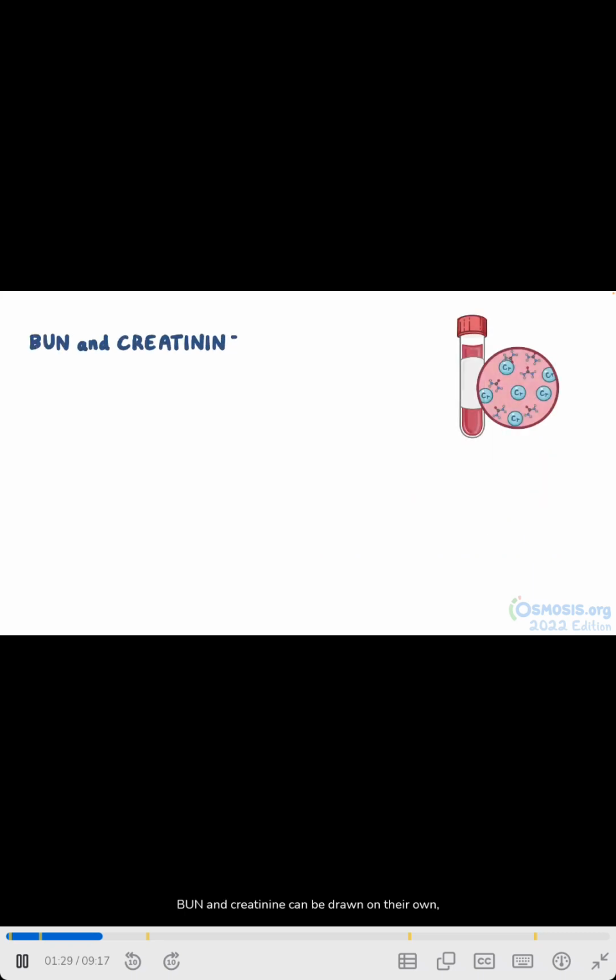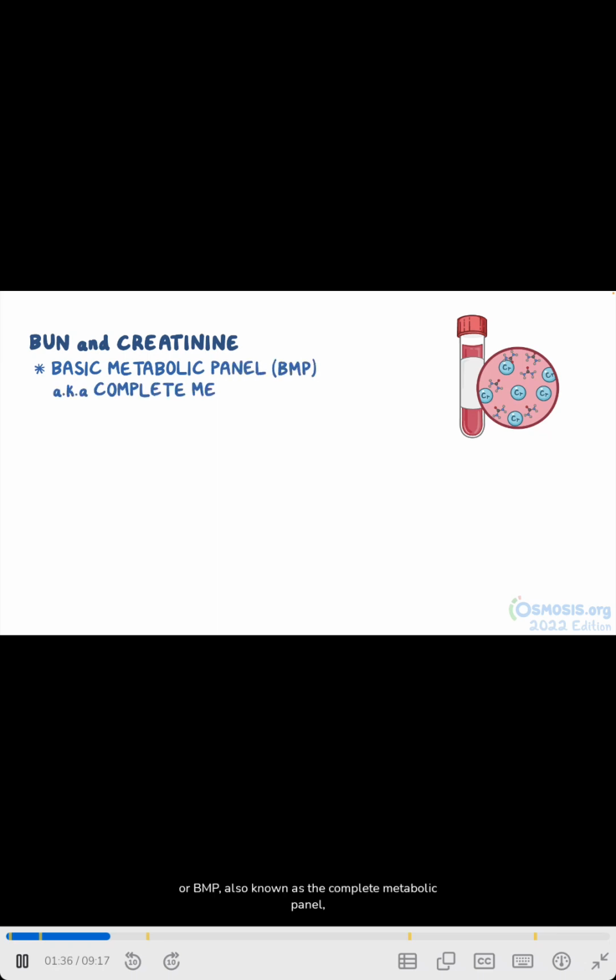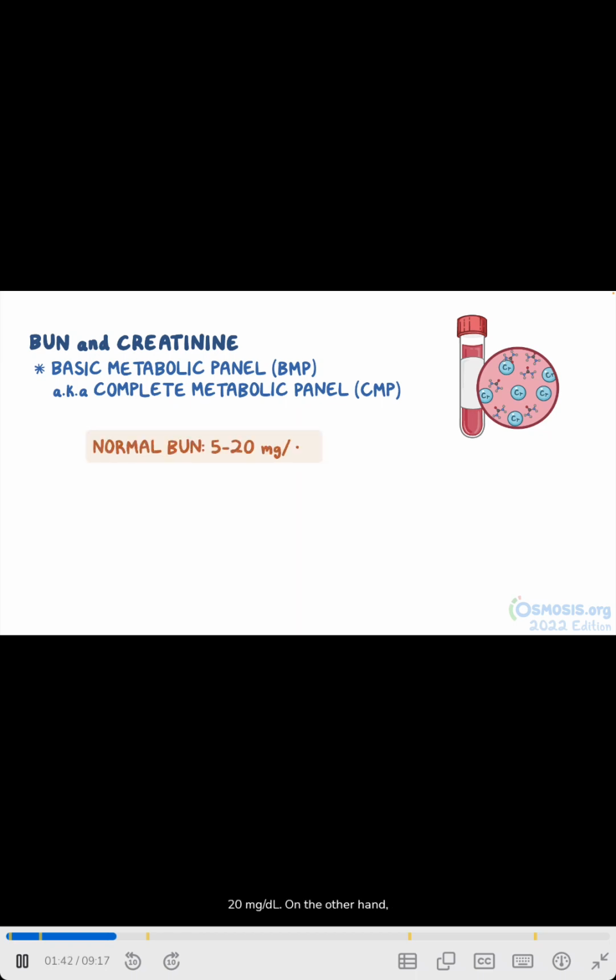Now, BUN and creatinine can be drawn on their own, or as a part of the Basic Metabolic Panel, or BMP, also known as the Complete Metabolic Panel, or CMP. The normal value for BUN is 5 to 20 milligrams per deciliter.